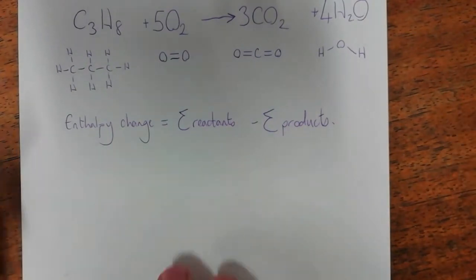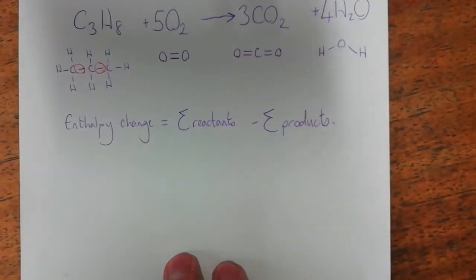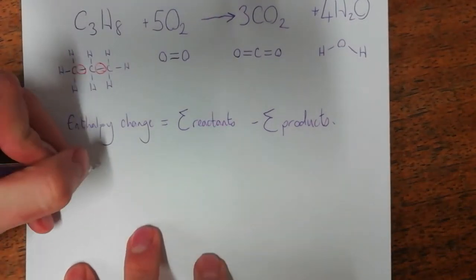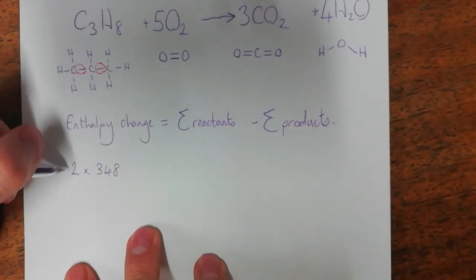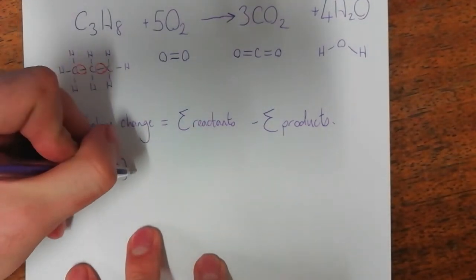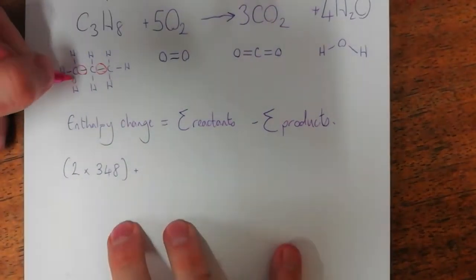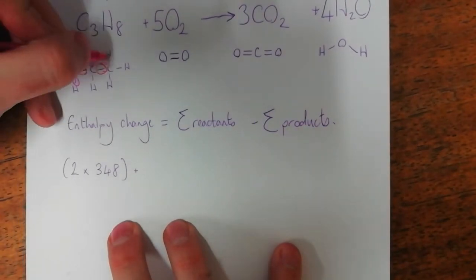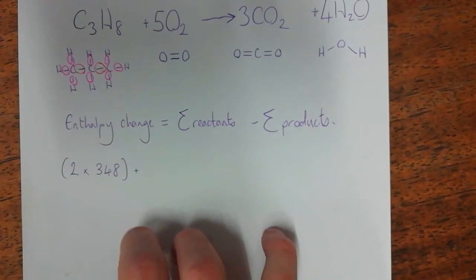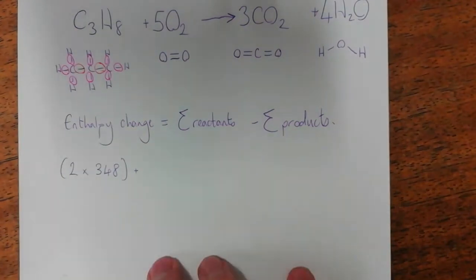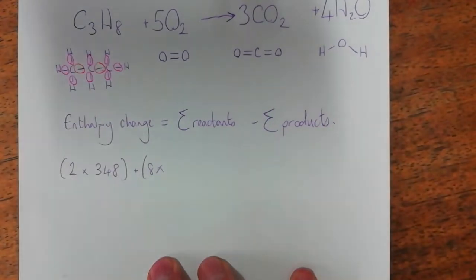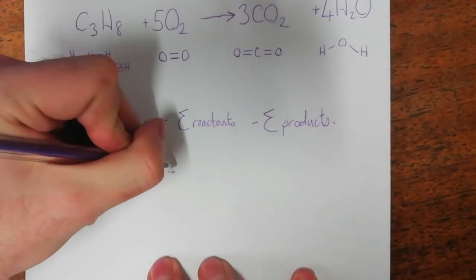As we can see in here, in propane, I've got 2 carbon to carbon single bonds, and on your bond enthalpy sheet, a carbon to carbon single bond has an enthalpy of 348. So I need to do 2 times 348. Plus, I've also got, I'll try and use a different colour for each one, I've got 1, 2, 3, 4, 5, 6, 7, 8 CH single bonds. So I've got to do plus 8 times, and a CH single bond has a bond enthalpy of 413.